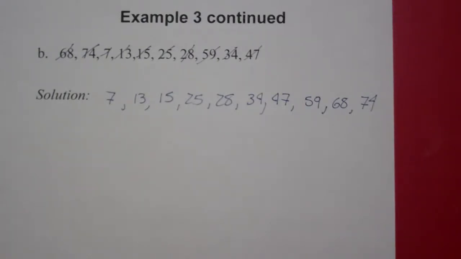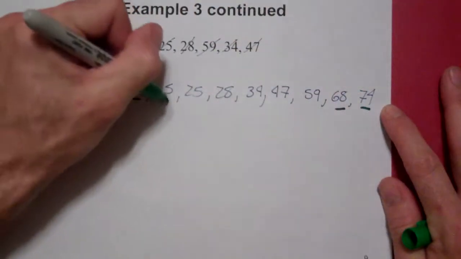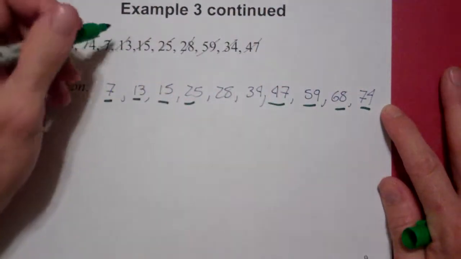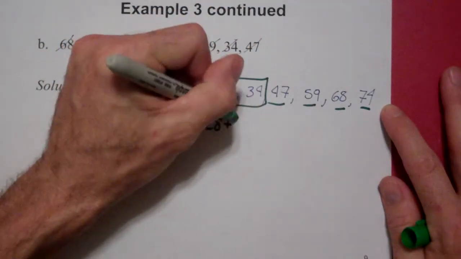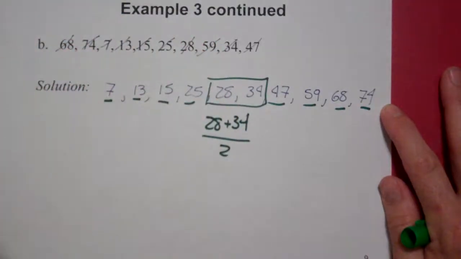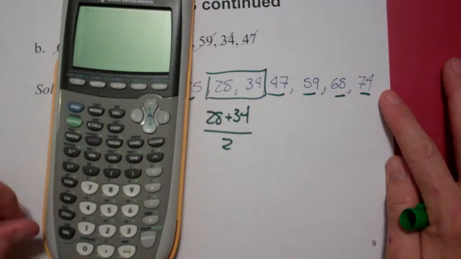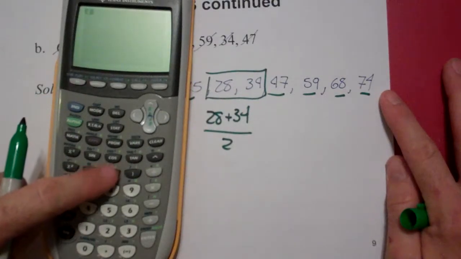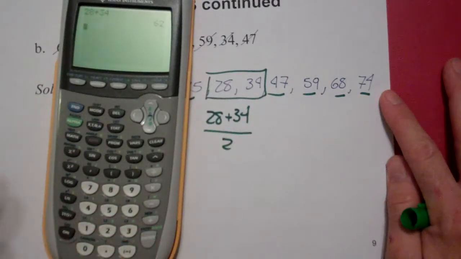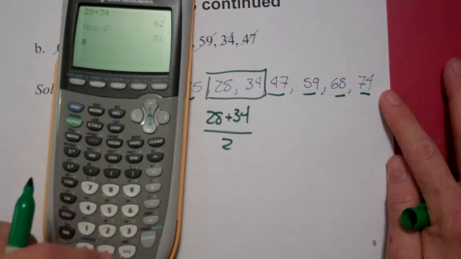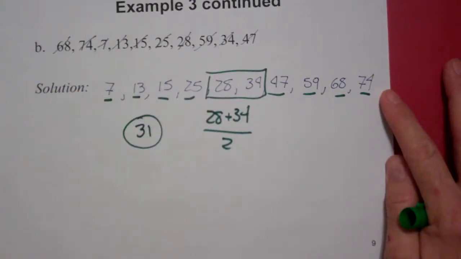So now I'm just looking for the center. So those guys are on the end, those guys are on the end, those guys are on the end, those guys are on the end. I have two values that are in the center. So I'm going to take 28 plus 34 and divide it by 2. So I go to my handy dandy calculator. Second quit gets you to the home screen. I'm just going to do the 28 plus 34 and hit enter. That takes care of the numerator. Divide it by 2 and I get 31, and so 31 is the median.